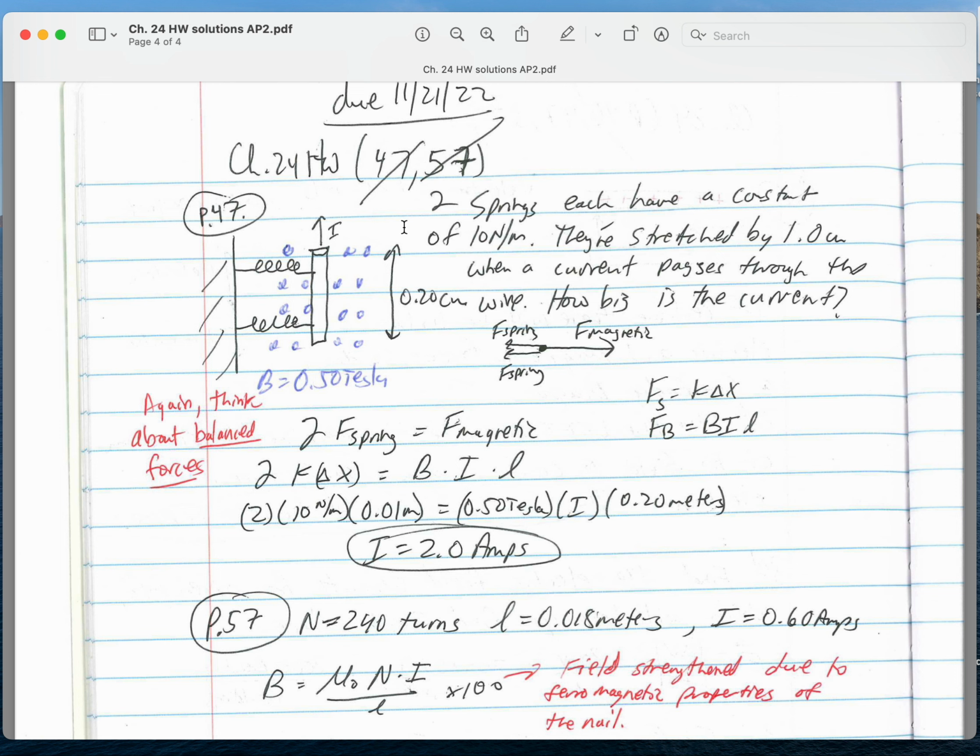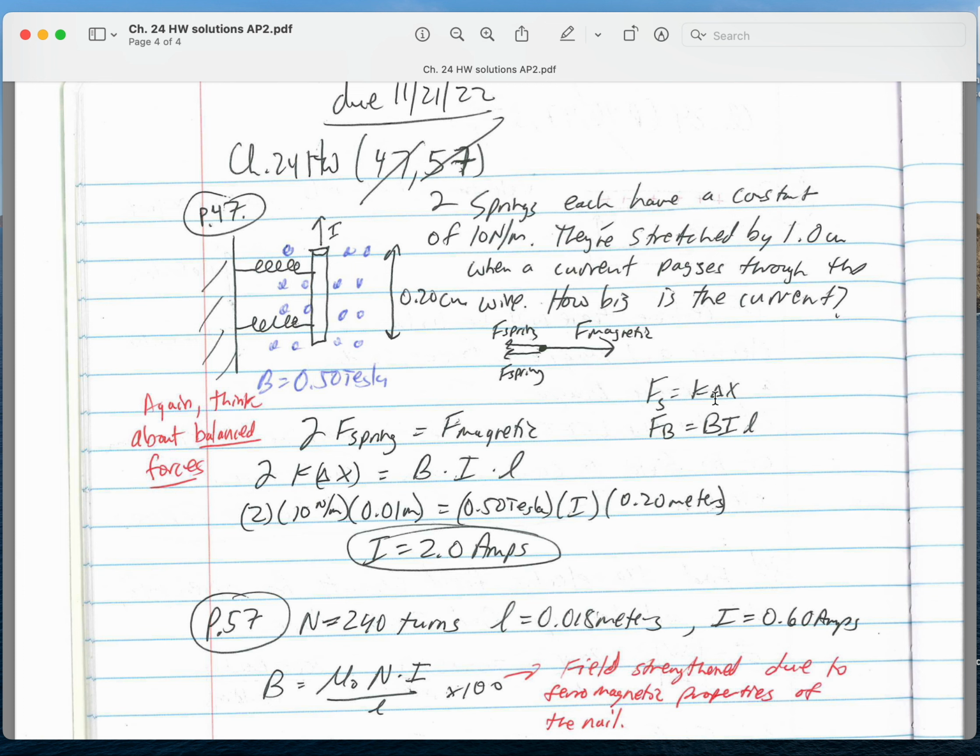Last two problems, problem 47 and 57. This is very similar to one that we had as a conceptual question, except here we're actually putting some numbers in. So you've got a wire, current going upward, magnetic field coming out of the page. It's attached to 2 springs. That current going upward would cause a magnetic force to the right, so the springs have to pull back to the left. Again, I drew a free body diagram over here showing that 2 spring forces would equal 1 magnetic force.